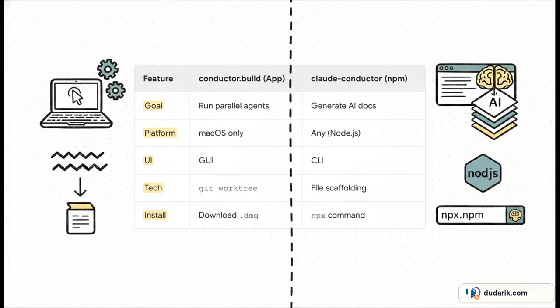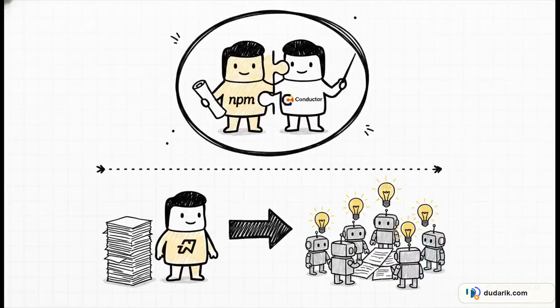The app is macOS only, while the package runs anywhere you've got Node.js. One's a GUI, the other is a CLI. They use completely different tech under the hood, and you install them in totally different ways. They are completely unrelated projects that just happen to have the same name. But here's the really cool part. They aren't enemies. In fact, they can work together beautifully.